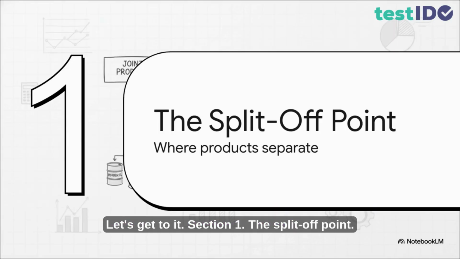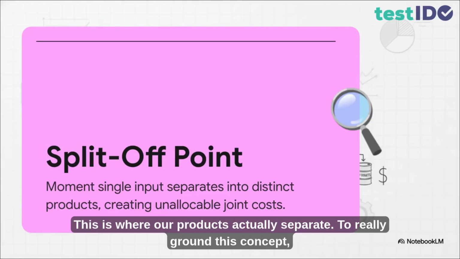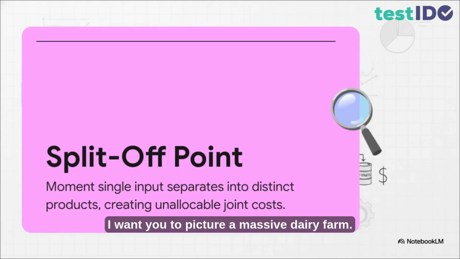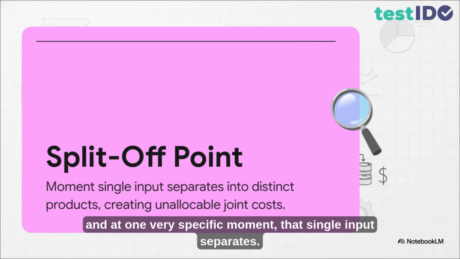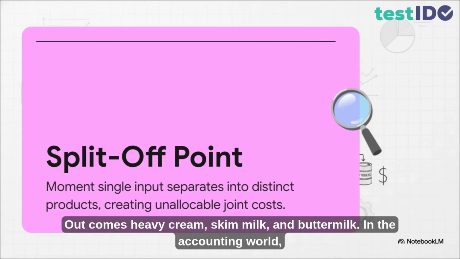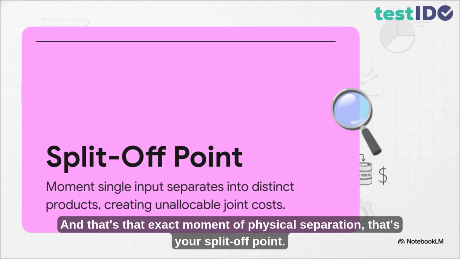The split-off point. This is where our products actually separate. To really ground this concept, I want you to picture a massive dairy farm. You bring in all this raw milk, process it in one giant vat, and at one very specific moment, that single input separates. Out comes heavy cream, skim milk, and buttermilk. In the accounting world, that initial phase creates what we call joint costs. And that exact moment of physical separation, that's your split-off point.